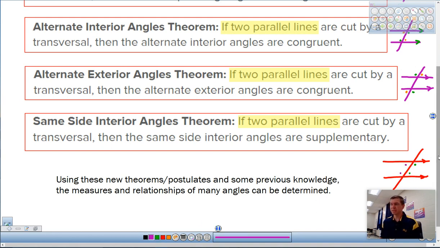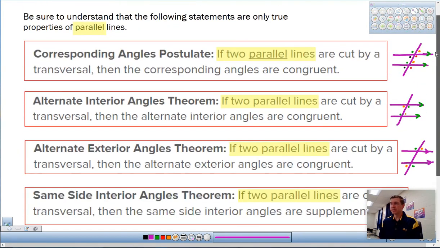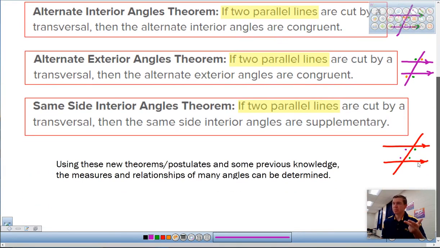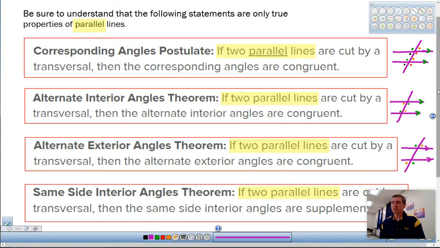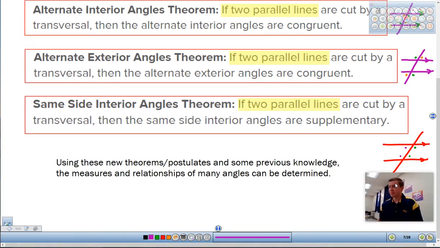So I drew this one a different color because it's the only one that kind of stands out a little bit. If the lines are parallel, corresponding angles are congruent, alternate interior angles are congruent, alternate exterior angles are congruent, but the same side interior angles, like the green ones here or the purple ones here, would be supplementary, which means they add up to 180 degrees. So anytime we have parallel lines cut by a transversal, there are only two measures that are going to be formed there, or at most two measures. If they were perpendicular, then everything would be a 90-degree angle.